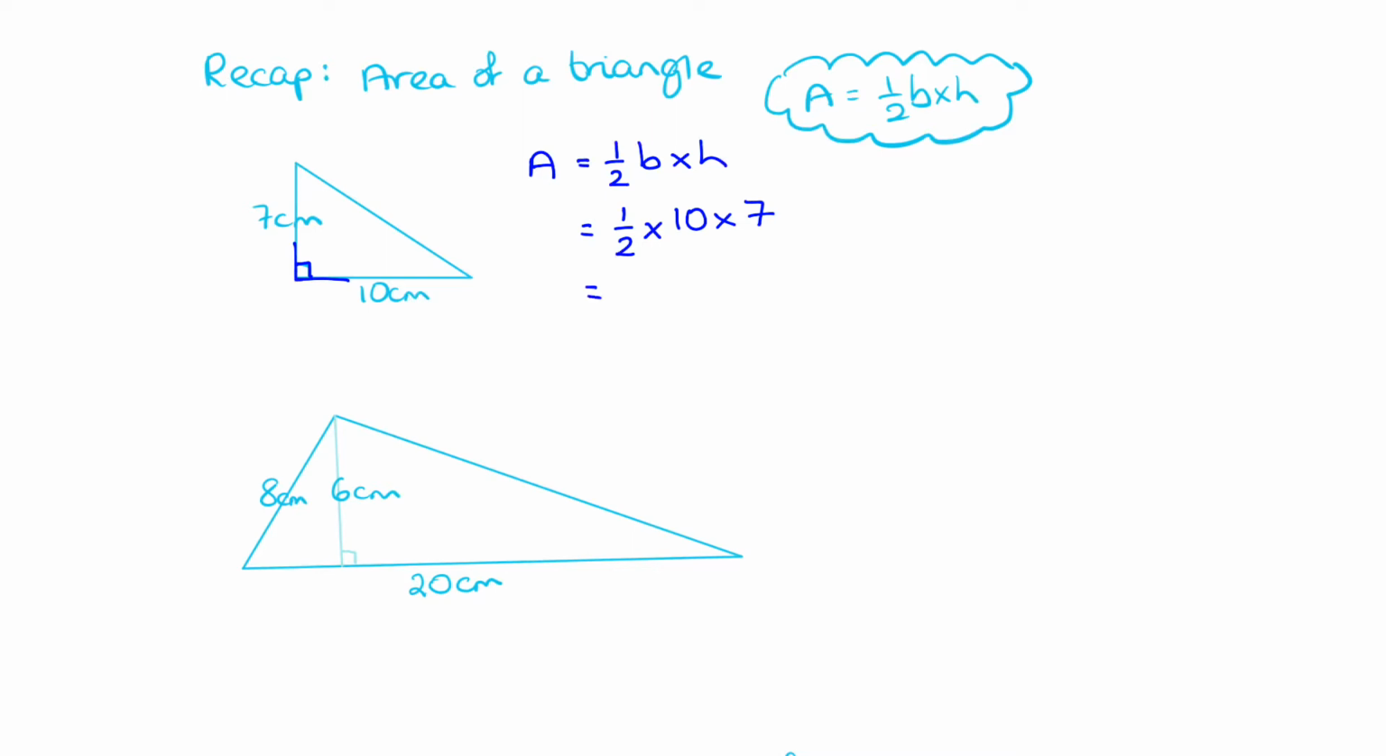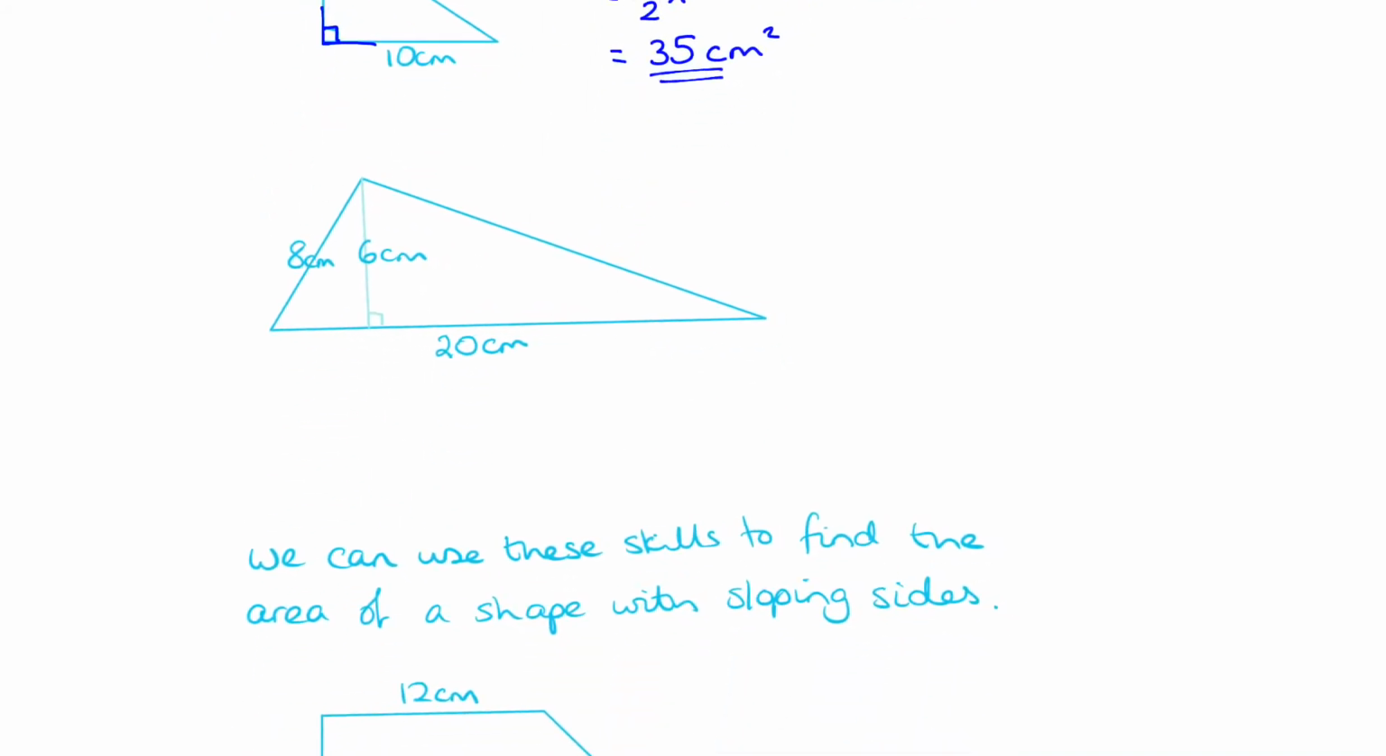Okay, so remember, we've got different ways of doing this. We can do a half of 10 and times it by 7, or a half of 7 and times it by 10, or we can do 10 times 7 and half it. Doesn't matter one little bit which way we do it. So let's do a half of 10 is 5, times 7 is 35. And remember, you've always got to have your square units if it's area.